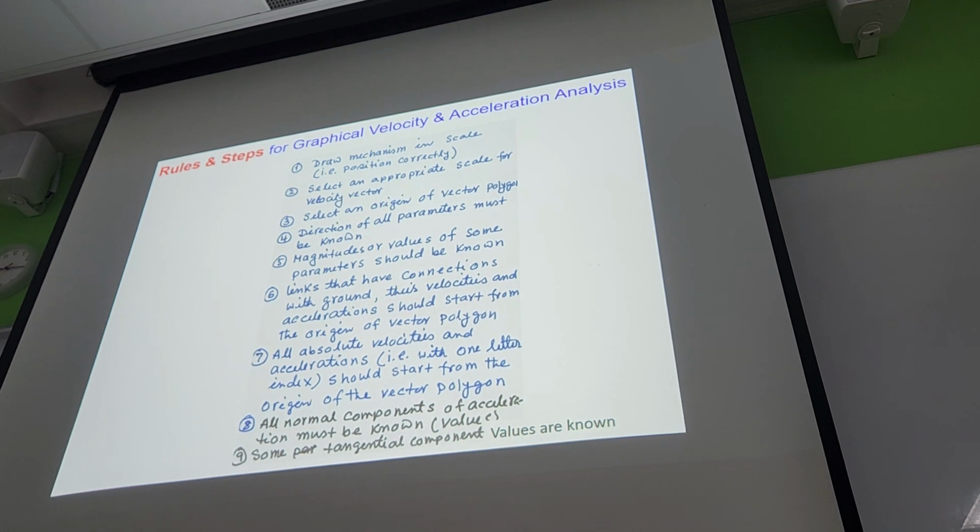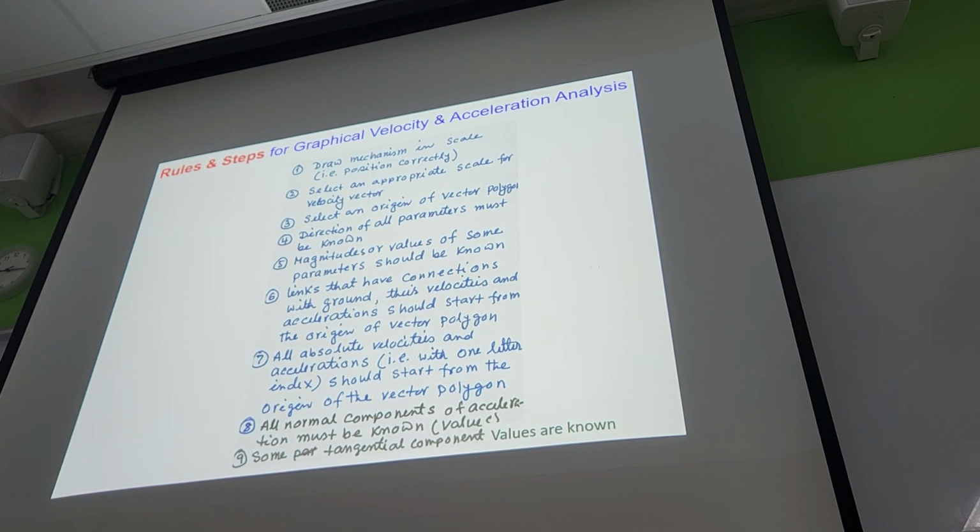If not, we cannot solve graphically. I'll come to that in a second. And then, magnitudes or value of some parameter should be known. Here the word I use is should, not must. You understand the difference of the English word. Some parameters' values should be known. Not all, some. Okay?